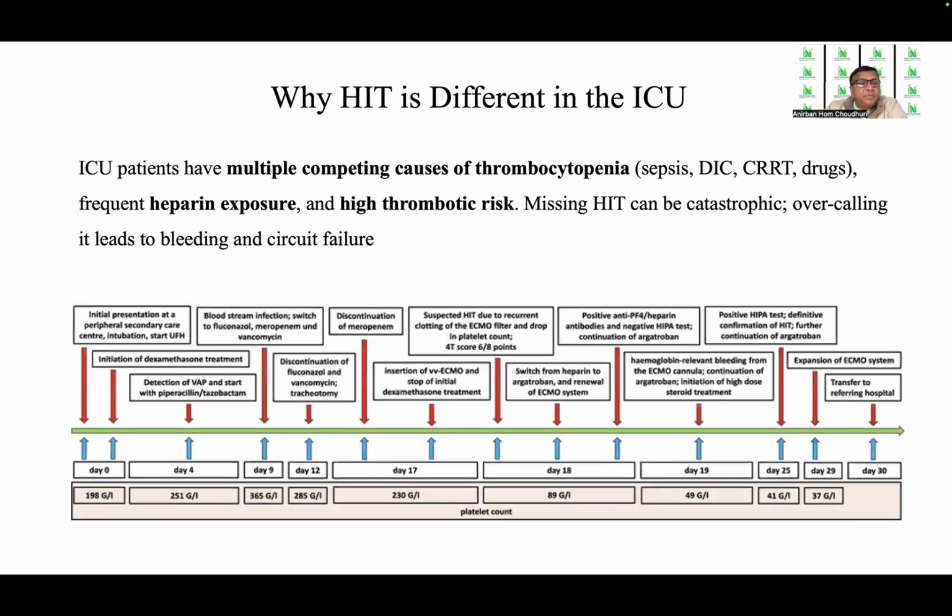So whenever it is present, we have to look at the series of events. Like in this scenario, there was an initial presentation at a peripheral secondary care center where the patient was intubated and started on UFH. There was initiation of dexamethasone treatment, then detection of VAP and start of piperacillin tazobactam, and we suspected he developed HIT at around day 17 during ECMO.